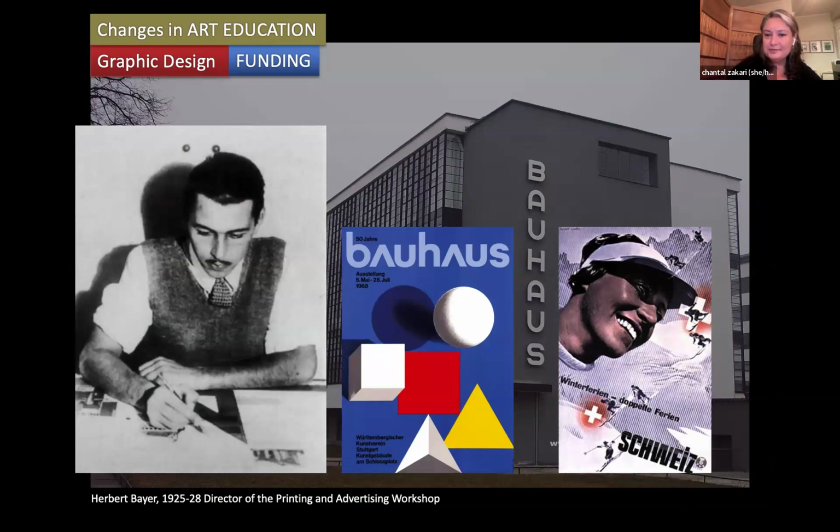The traditional print studio was transformed into an advertising workshop. The students experimented with printing technology, photography, typography, and they designed posters for events and publications and advertisements for products made by other students, right? So you can see now that the graphic arts have transformed into graphic design in service of a client.